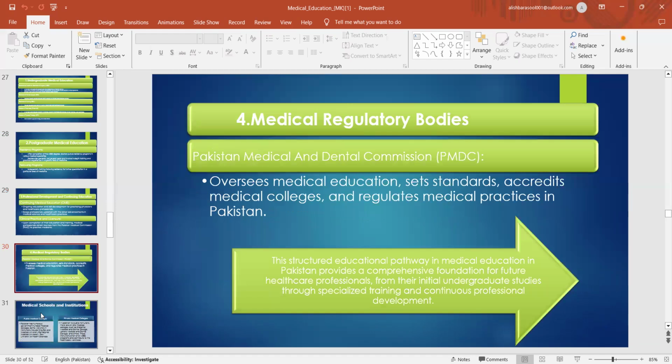The Pakistan Medical and Dental Commission oversees medical education, sets standards, accredits the medical colleges, and regulates medical practice in Pakistan. The structured educational pathway in medical education in Pakistan provides a comprehensive foundation for future healthcare professionals, from their initial undergraduate studies to specialized training and continuous professional development.